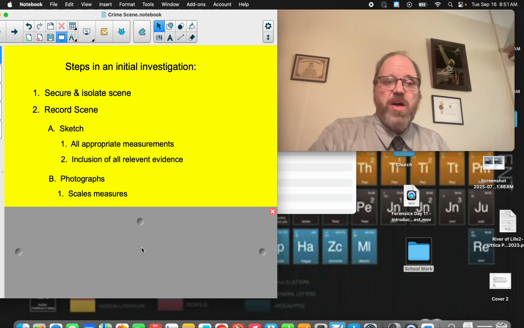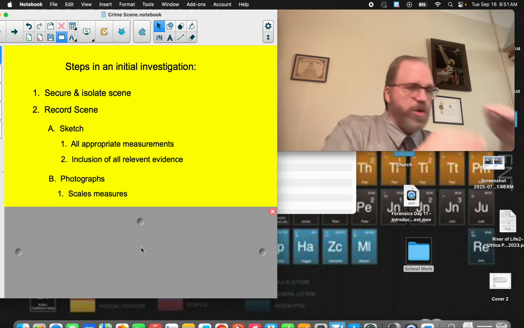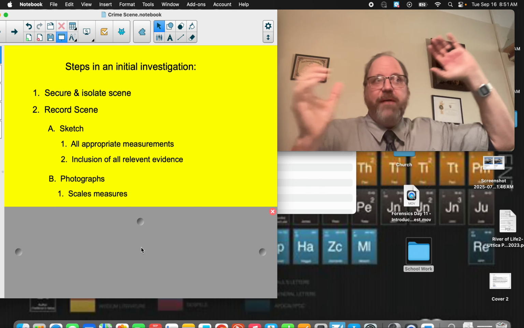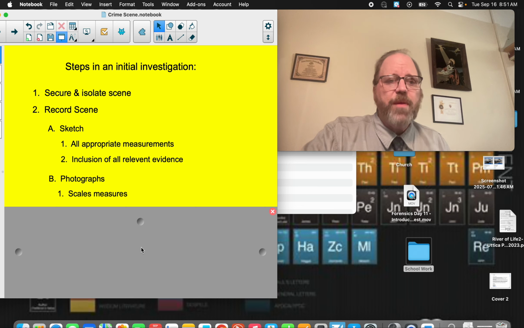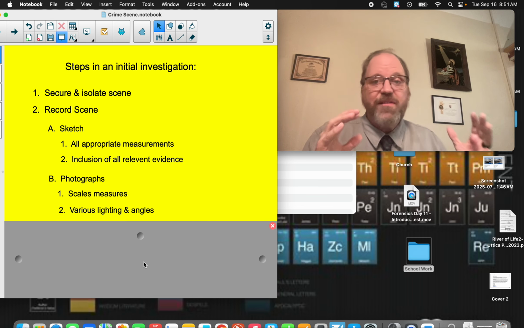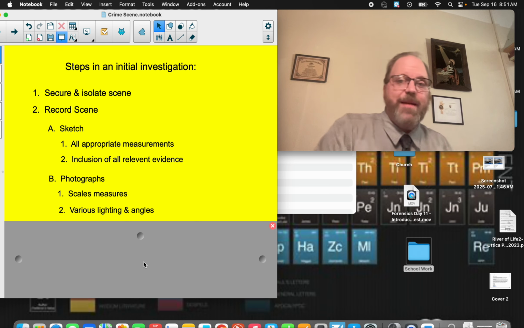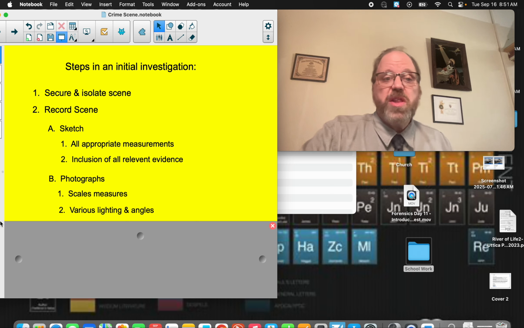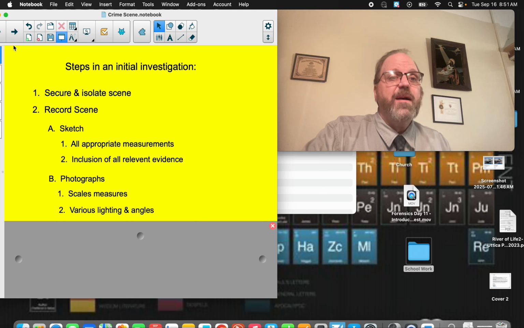We take scale measures. We take two rulers and put them at angles from each other so that we have an idea how big things are. And we take various lights and various angles. We may take 4, 5, 6, 7 pictures of the same thing just to see if there are any details that we missed. So those are the things we do as we investigate the crime scene.